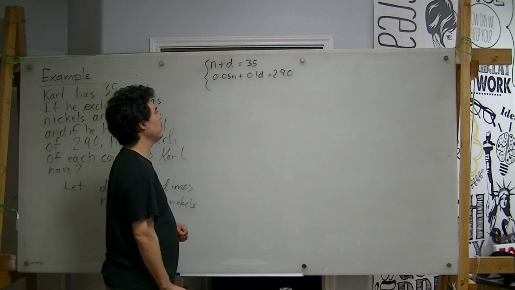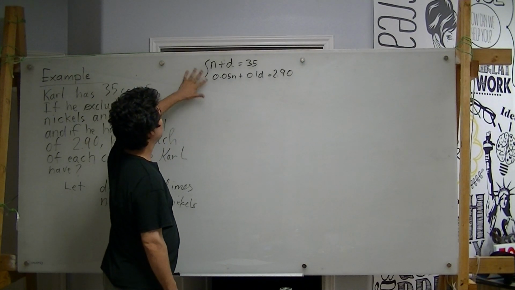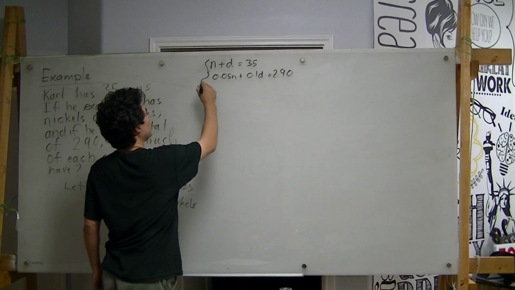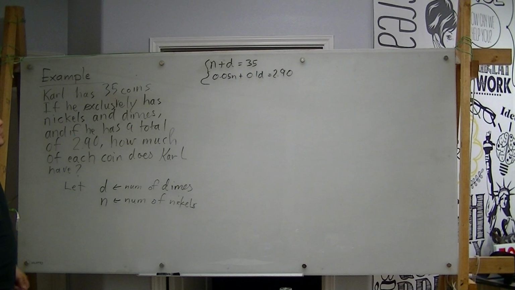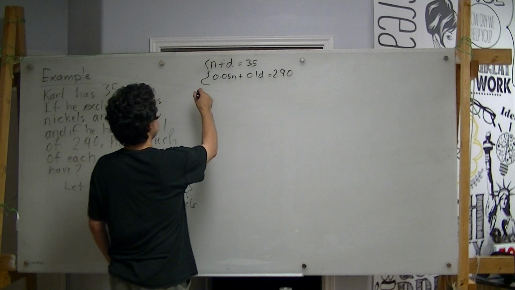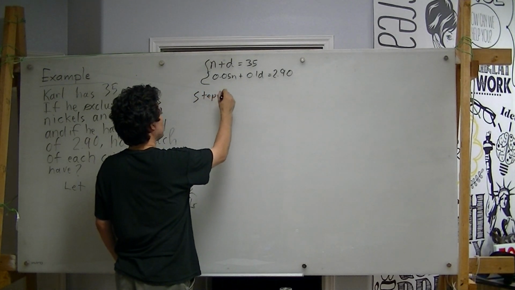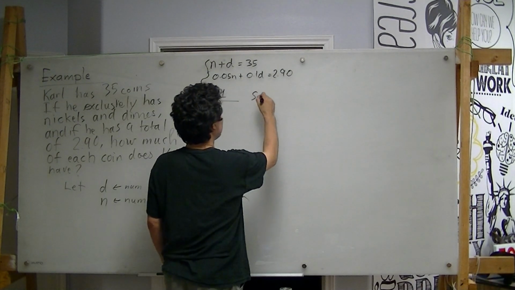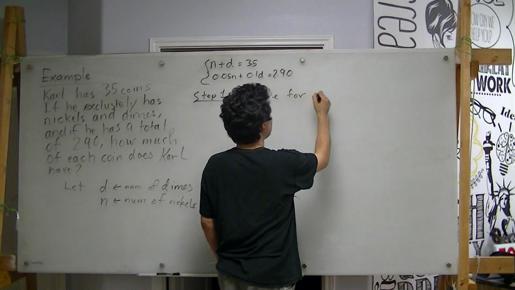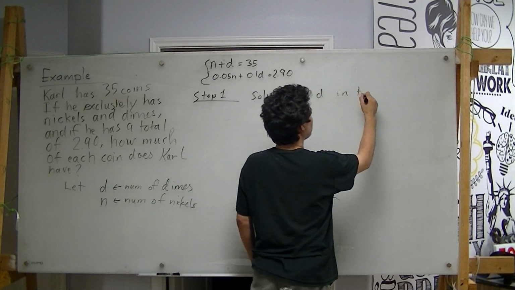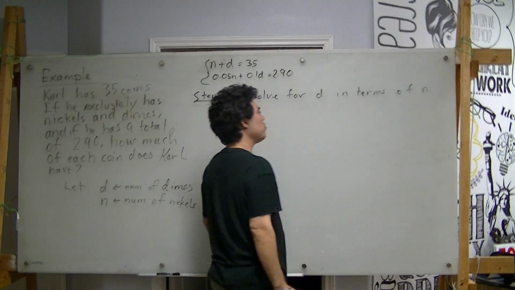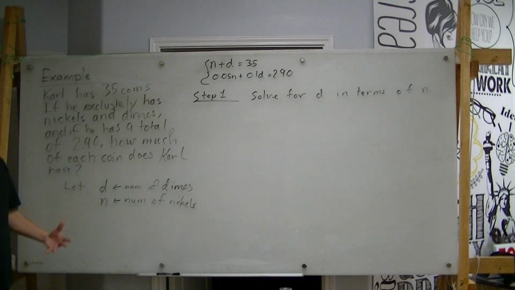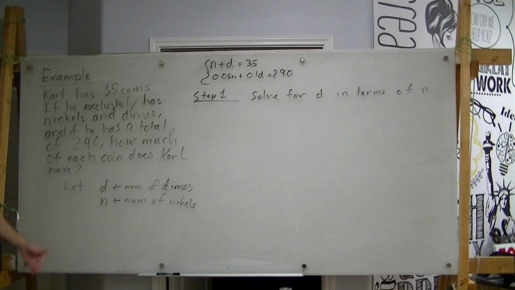So let's begin. Again, we're going to solve the first equation for one of the variables. In this case, I'm going to choose D. So step 1, I'm going to solve for D in terms of N. We're going to solve for one of the variables in terms of the other variable. Okay, let's do this.